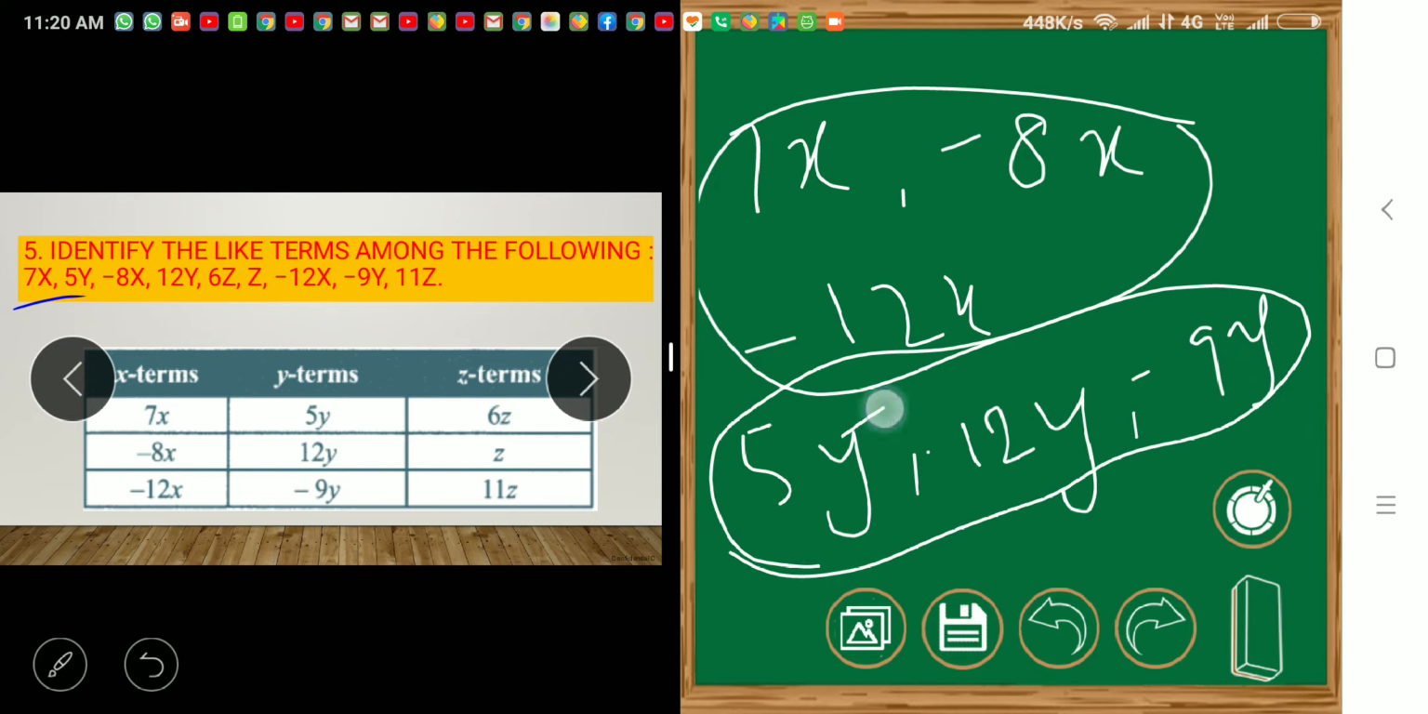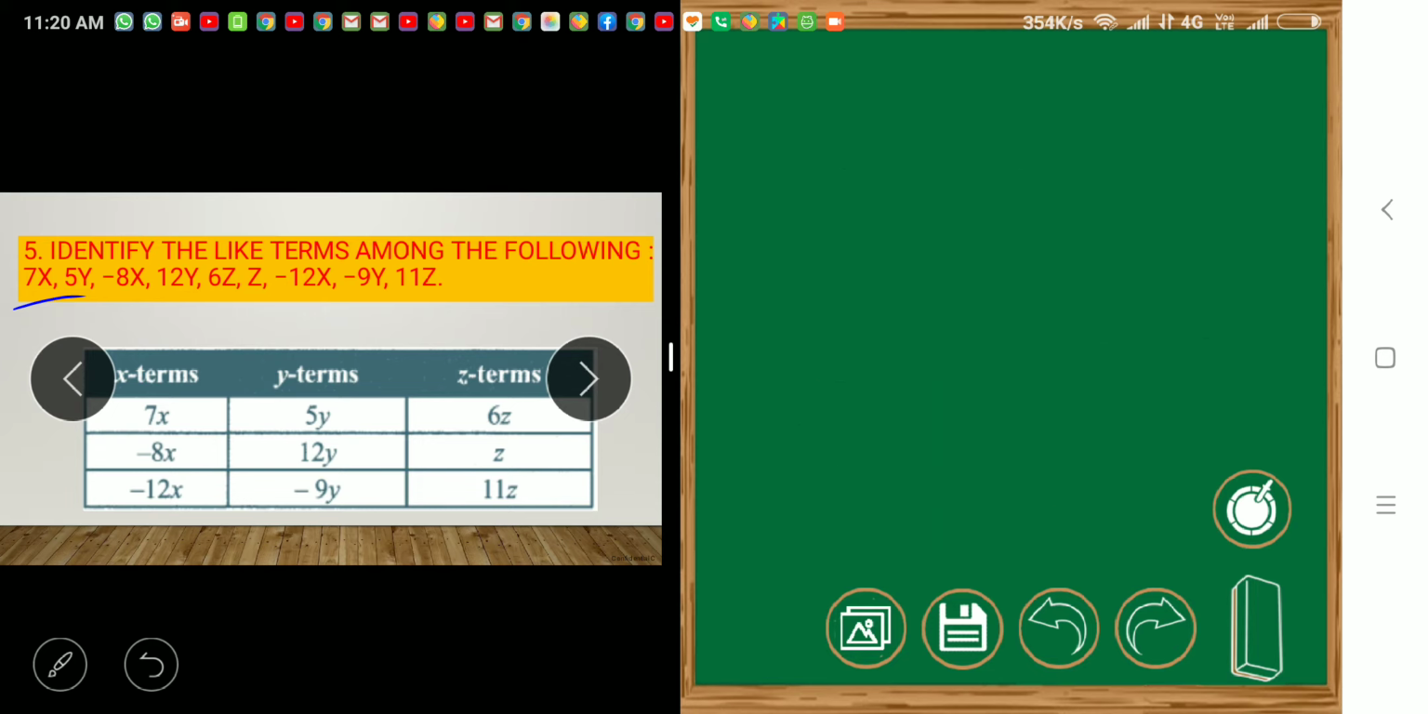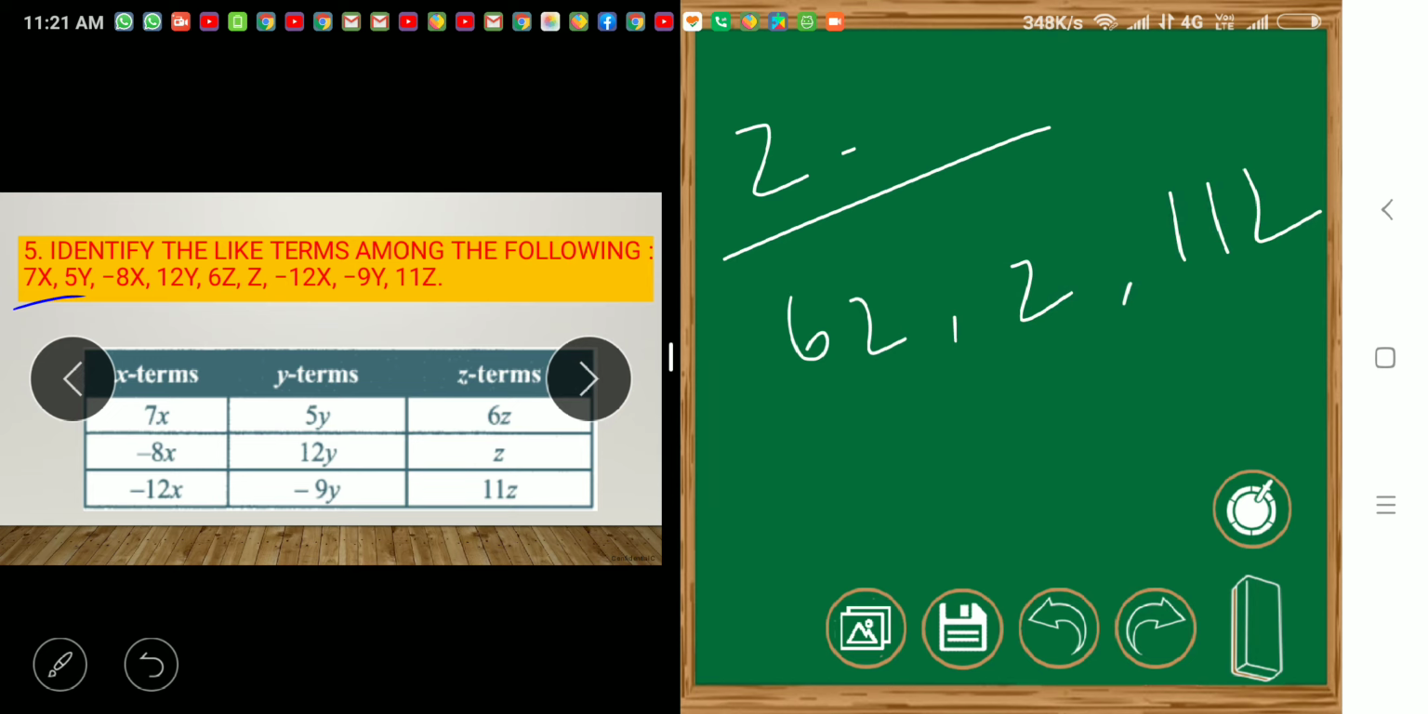See, everywhere it is x, then y. Next I'm going to write the z terms. What are the z terms we have? 6z and only z, 11z. So these are all the z terms.